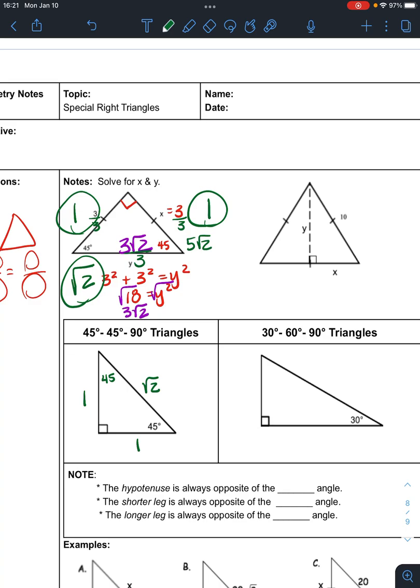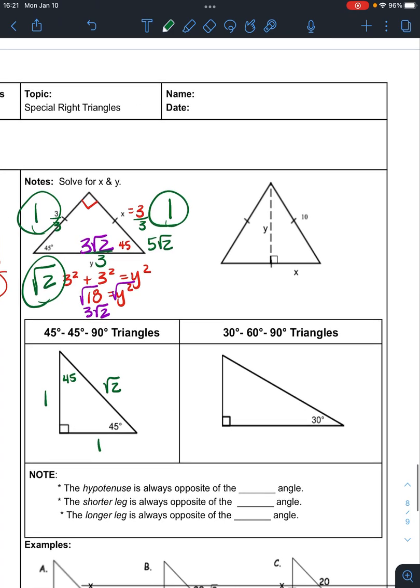So that's your second triangle. Whenever you see a 45, 45, 90 triangle, that's going to be your second triangle that you use. And it is on your formula chart, so you'll be able to remember it.